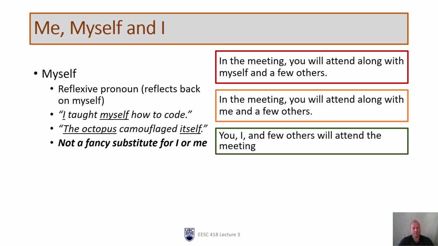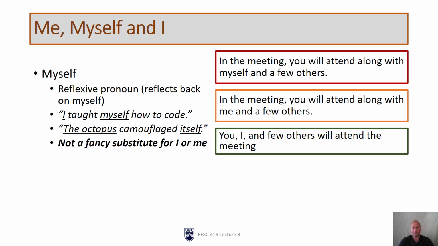The octopus camouflaged itself. And if we knew the octopus was a male or female, we could use himself or herself. But generally, when we're talking about an animal, we can just say itself. So the key point here is that myself is not a fancy substitute for I or me.